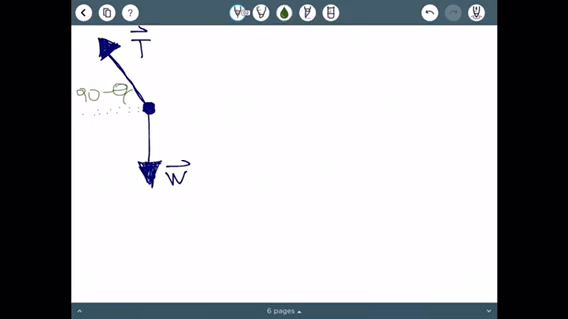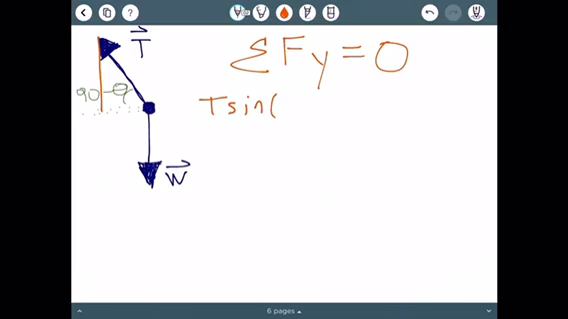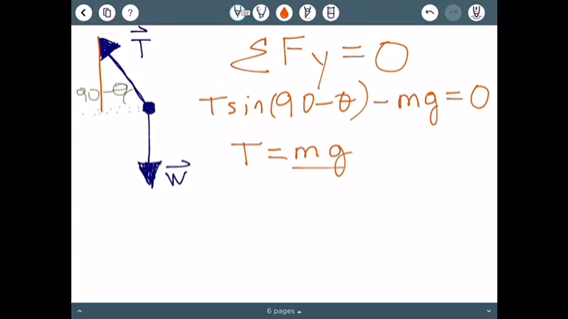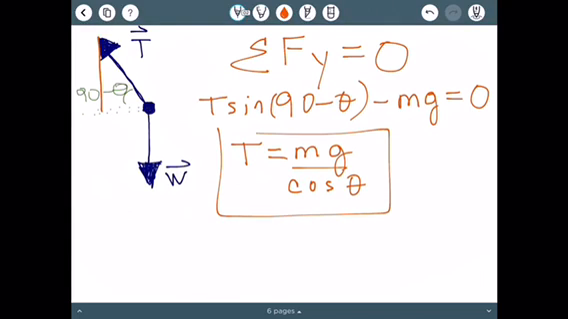Alright, so first we do sum of forces in the Y, which we know has to add up to 0. The Y component of the tension is T sine of 90 minus theta. The weight is straight down, so its Y component is just negative mg. Add these two and it should be equal to 0. Sine of 90 minus theta is the same as cosine theta, so the tension should be equal to mg over cosine of the angle. If you plug in the values they give you, it should come up to be about 26.6 newtons.